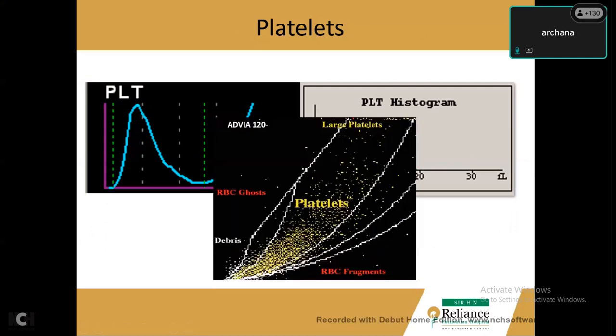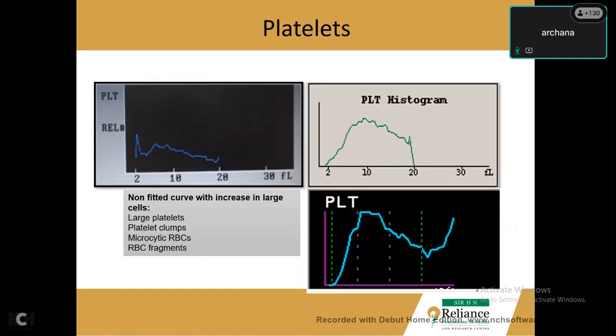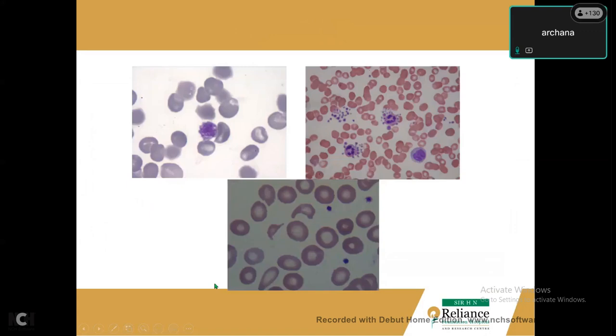This is to show you another instrument which gives you, let's say, the scatter properties, where you're able to use low and high angle side scatter properties to refine the platelet counts. Okay, this is again to show you abnormal histograms, such as these could suggest anything from large platelets, giant platelets, platelet clumps, microcytes, RBC fragments, and this is how they look in the peripheral smear.